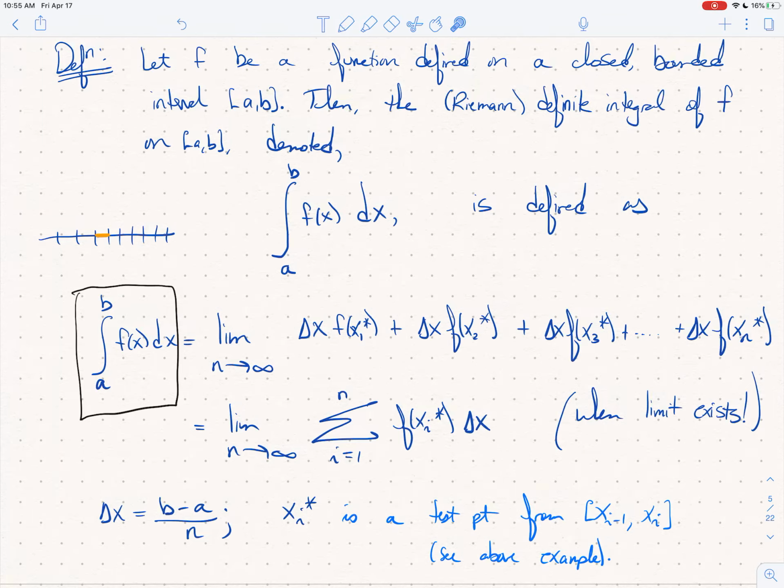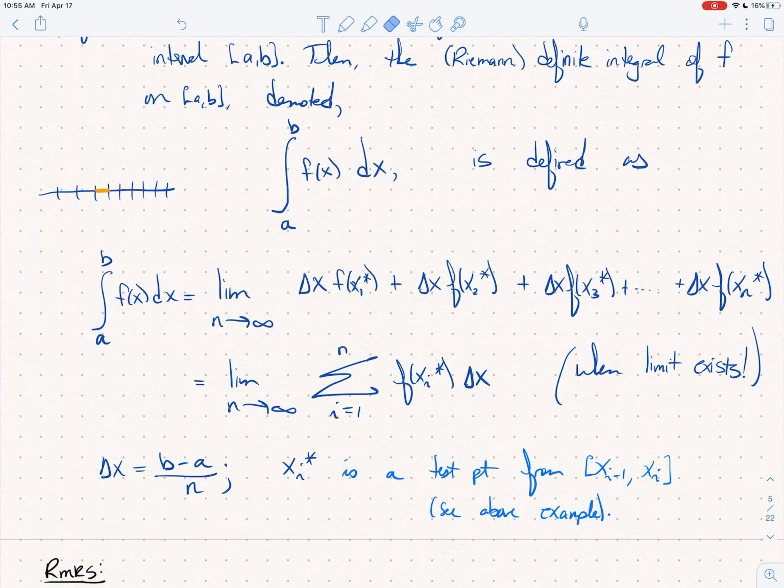All right, so definition. Let f be a function defined on a closed bounded interval [a, b]. Then the Riemann definite integral of f on [a, b] is denoted with this symbol. This is called the integral symbol, and you write the integral from a to b of f of x dx. The dx right here is, for now, just telling you that you're integrating with respect to the variable x. We're working with x, so we want those variables to be the same.